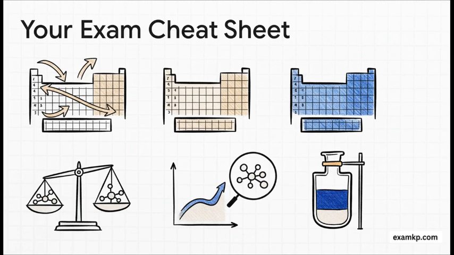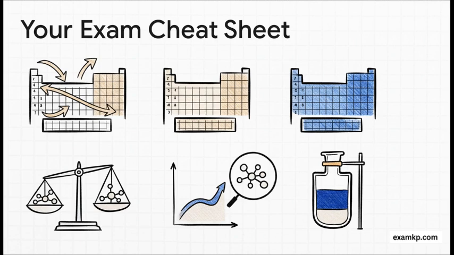Number 1, master the main trends across and down. Number 2, know your families, especially the alkali metals, the halogens, and the transition metals. Number 3, if you're taking NECO, you have to be flawless at balancing equations. Number 4, for JAMB, be on the lookout for those trend exceptions we talked about. They love asking about them. And finally, just memorize a few key facts, like the color change of copper sulfate from white to blue when it gets wet. Those are easy points you just can't afford to miss.